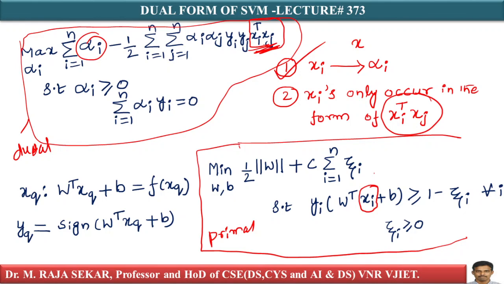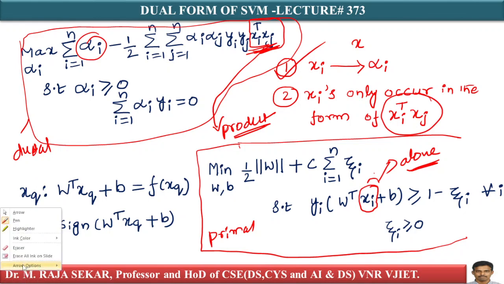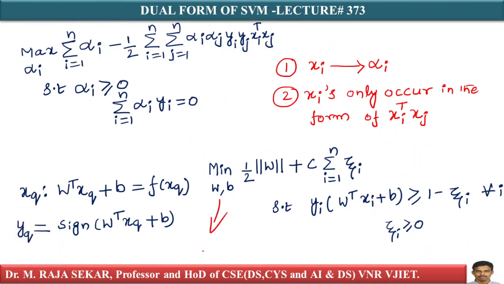What is this xi transpose xj? They are occurring in product form in the dual form. They are not occurring in any other form. That's important. Actually, here this xi is occurring in product form, but in the primal, xi is occurring alone. It's not occurring with any other variable. What do you want at the end of the day? If you observe your primal, what do you want? This is your primal.